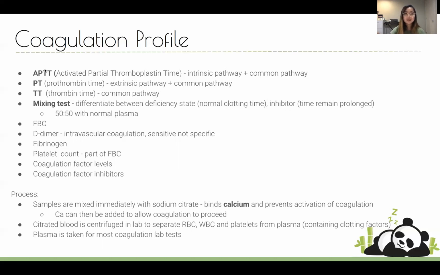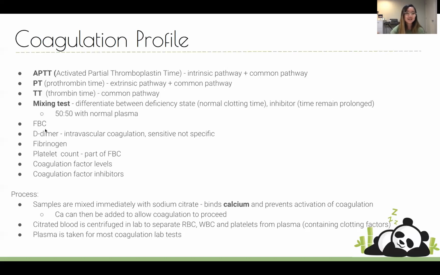So long APTTs, PTs, and TTs will mean that you have... I've had a total mind blank, sorry. You'll have a prolonged time if you have clotting issues.